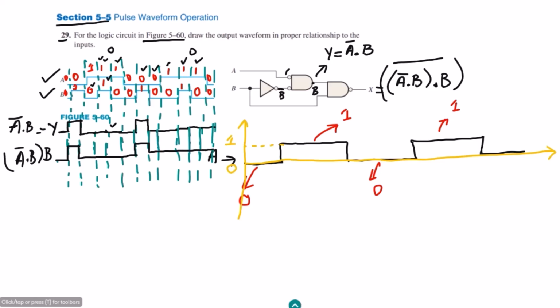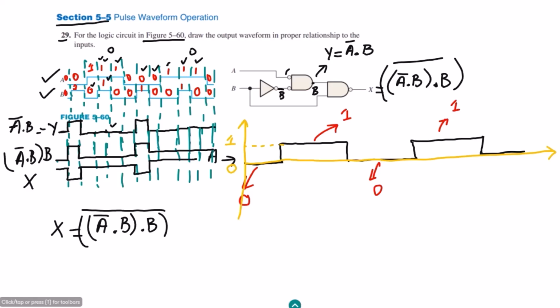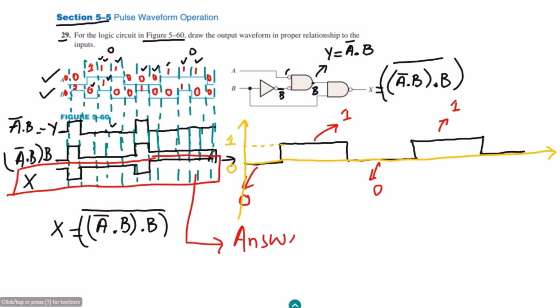So this is the value of it, and at the end we have to find out the value of x, and x is a complement dot b multiplied by b, and the whole complement of it, which will be the opposite of it. So it will be 1, it will be 0, it will be 1 here. Here it will be 0, it will be 1 here. So this is the waveform which I wanted to find out, the required waveform, and this is the answer to my question.